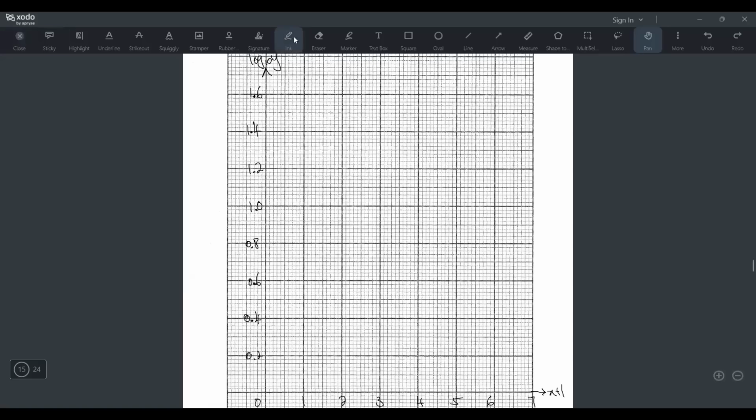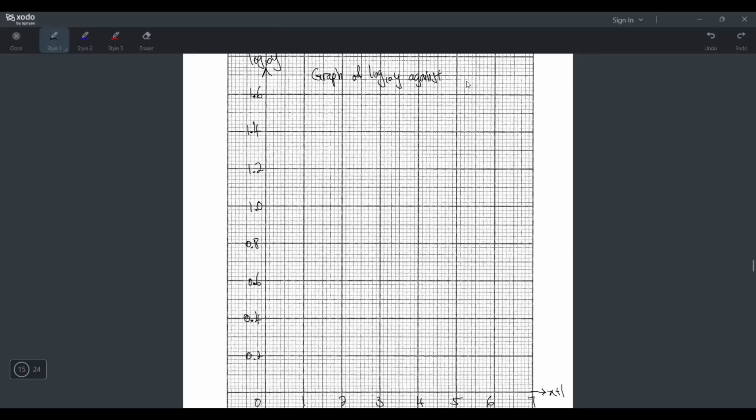The title. So the title for this graph will be graph of log 10y against x plus 1. Actually, the title you can write last, and later write it also works. But I write it now. If I write it now, then later no need to write it. Okay, now we can start plotting.